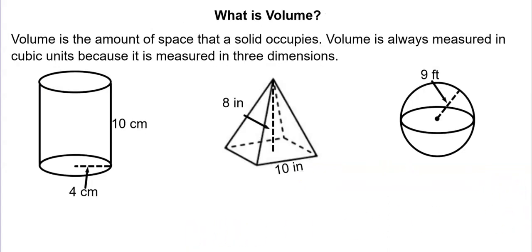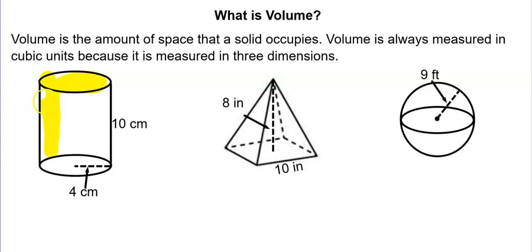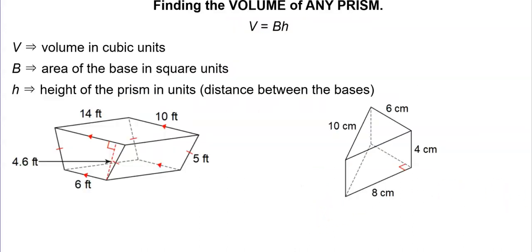So what is volume? Volume is the amount of space inside any geometric solid. Volume is how much space this cylinder will hold. That's volume. Volume is how much space is inside this pyramid. Volume is how much space is inside this sphere. So volume is the space that my solid occupies. How much space will that solid hold?